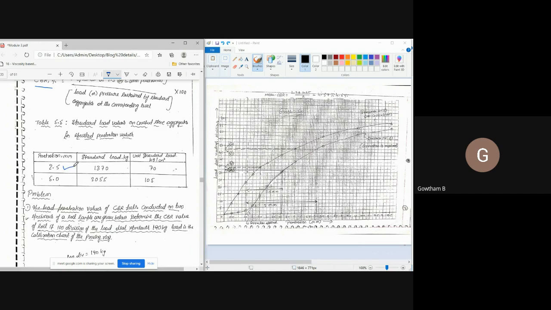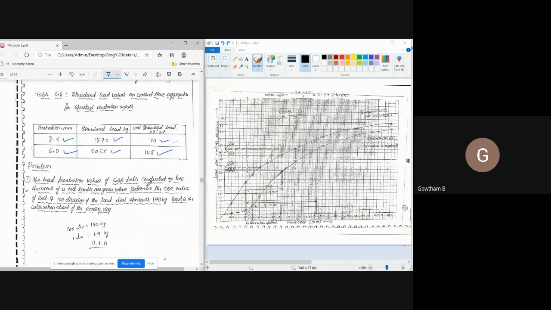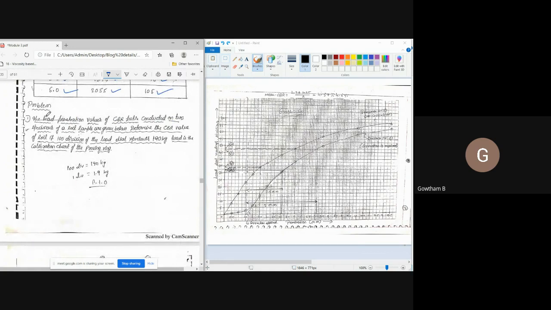at 2.5 mm penetration, you have to consider standard load as 1370 kg and pressure as 70 kg per centimeter square. At 5 mm penetration, we have to consider standard load as 2055 kg and pressure as 105 kg per centimeter square. Now, with this, straight away we'll start the problem.